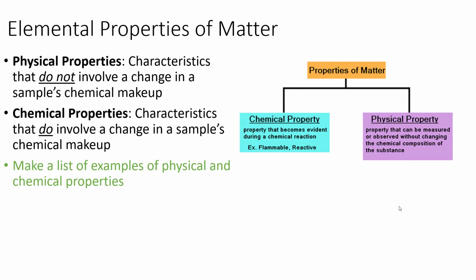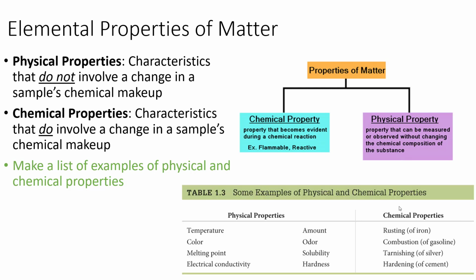I invite you to pause the video and make a list of some physical and chemical properties, things that either do not involve a change in the chemical makeup or do involve a change. For example, physical properties are going to be something that doesn't change the makeup, like the color or the size, whereas chemical properties would be the chemical reactivity or maybe the color of something when it burns.